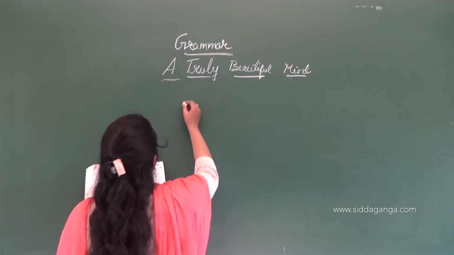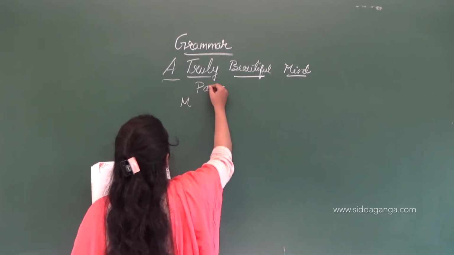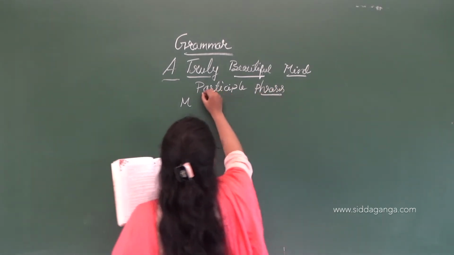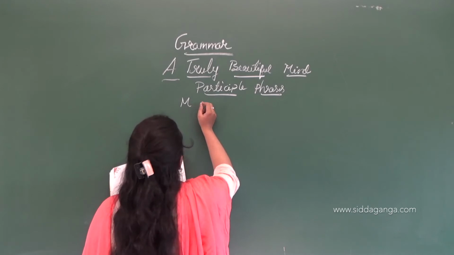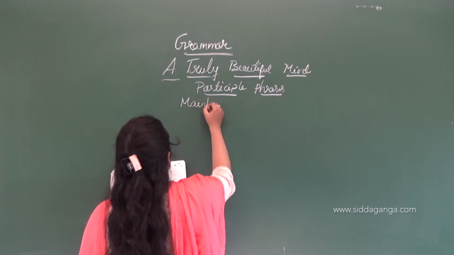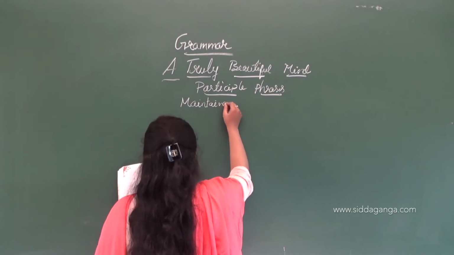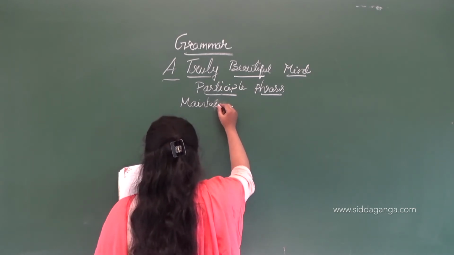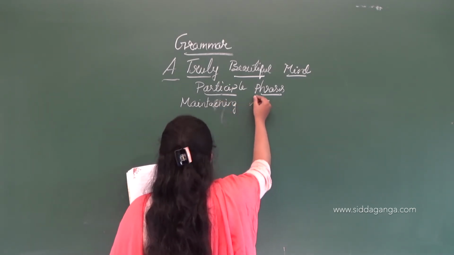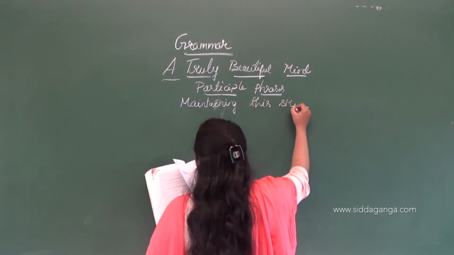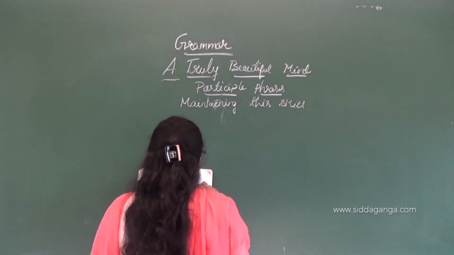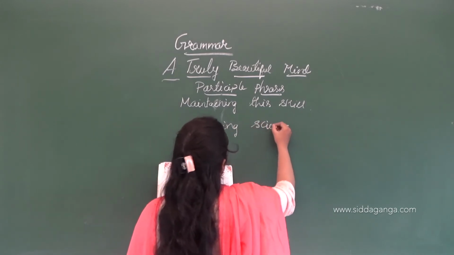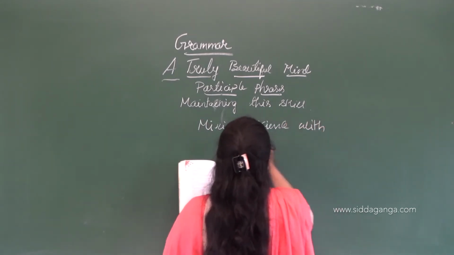Maintaining this skill. Okay, this is called participle phrases. So these are called participle phrases. From the first statement, we will take the italicized words: maintaining this skill. Okay, maintaining this skill, mixing science with tenderness.